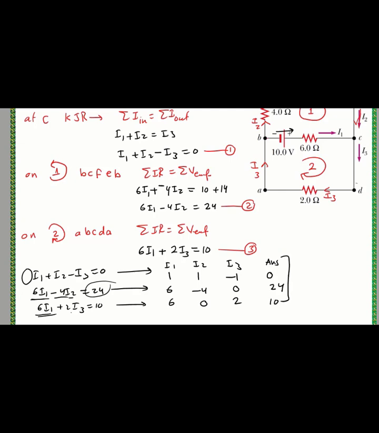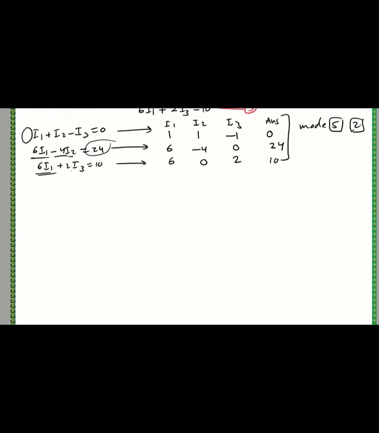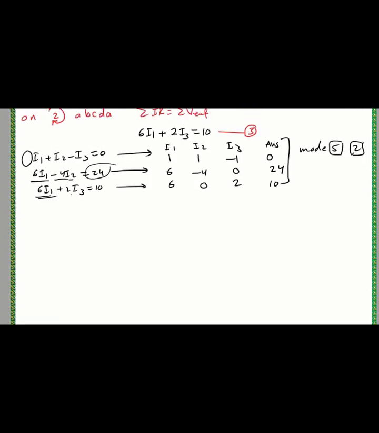Now go to your calculator, mode 5, 2 to find our currents. And the answers are I1 equals, I2, I3. Stop the video and find the answer. Practice your calculator. For I1, I have 2. For I2, I have -3. For I3, I have -1.